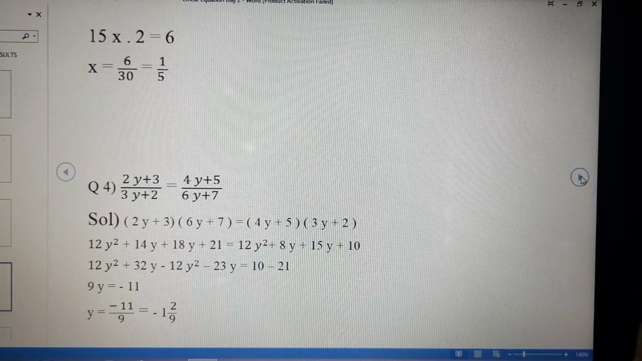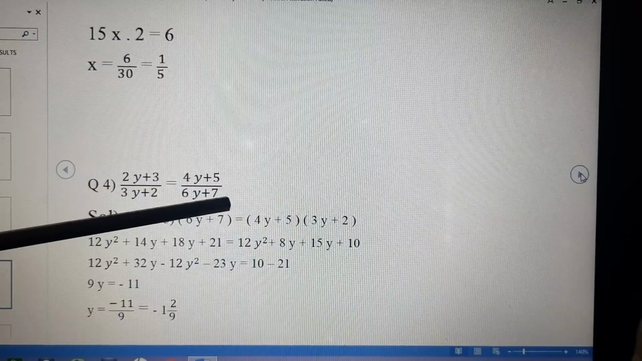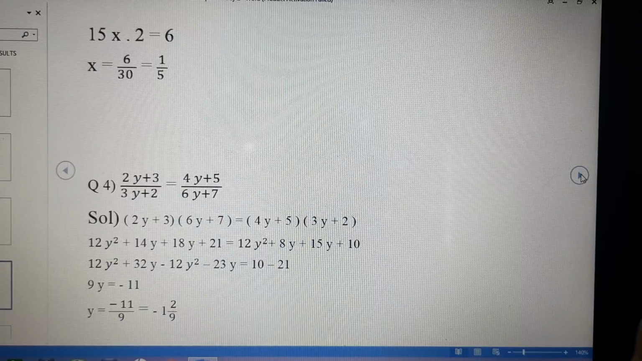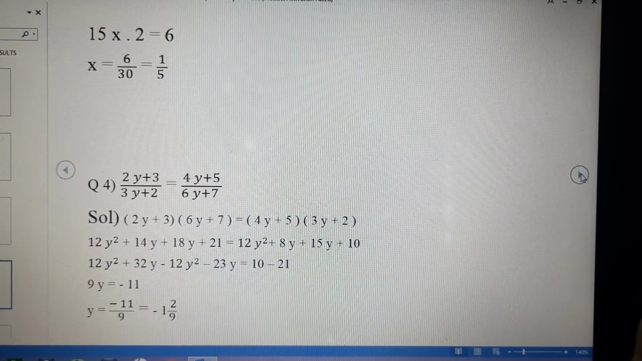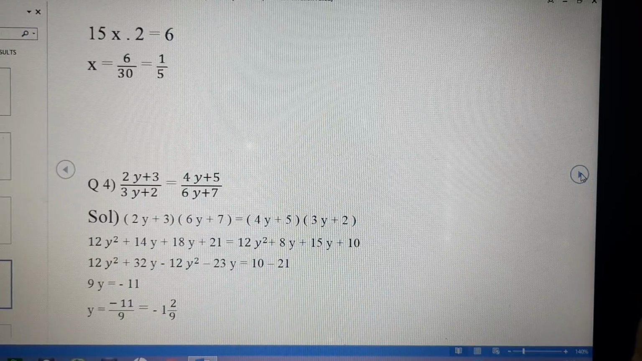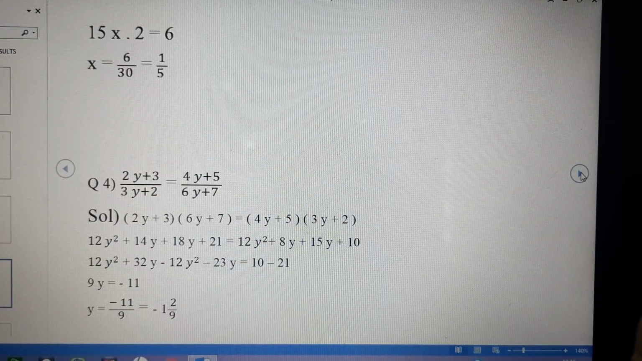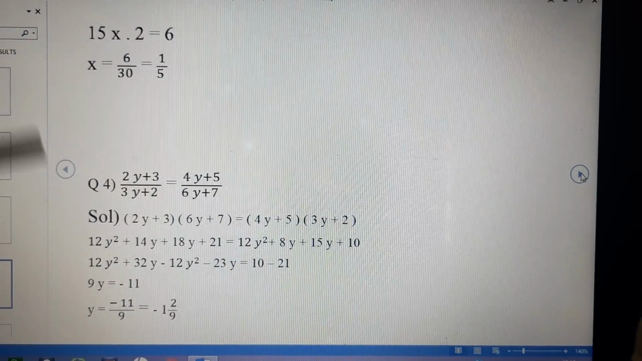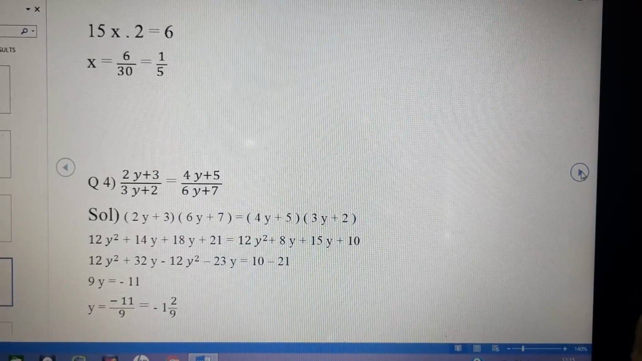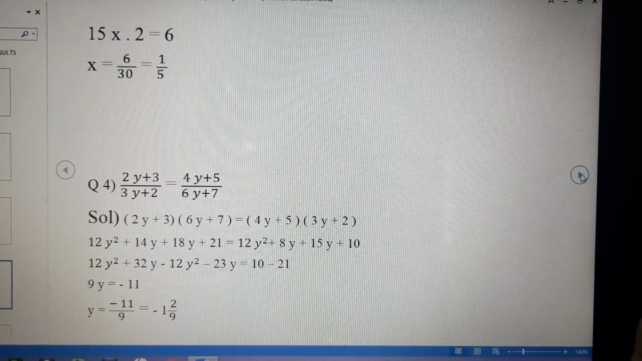Moving on to the next question, which is very, very important to understand. See, we have single fraction in LHS, single fraction in RHS. We need not take LCM, we have to do cross multiplication. But we'll get square term here, so after getting square term, will it become a quadratic equation or will it remain linear equation? See, cross multiplication, 2x plus 3 into 6y plus 7 is equal to 3x plus 2 into 4x plus 5. Are you getting it?